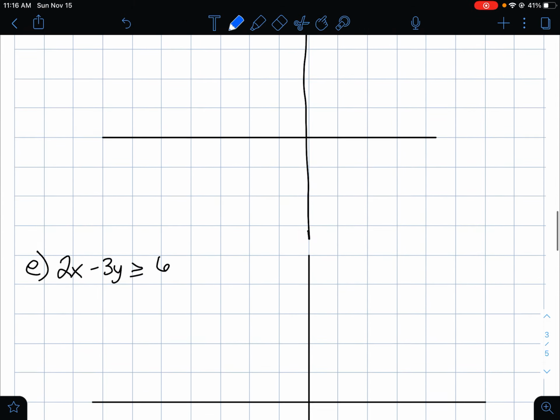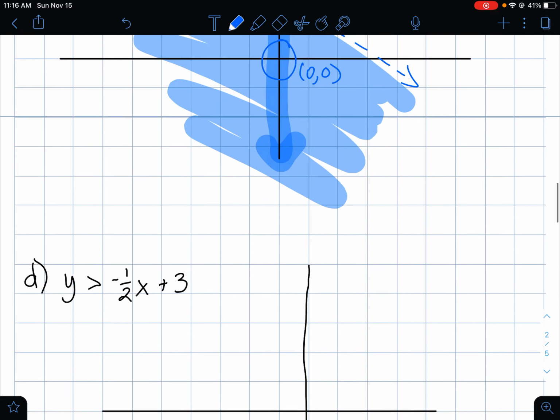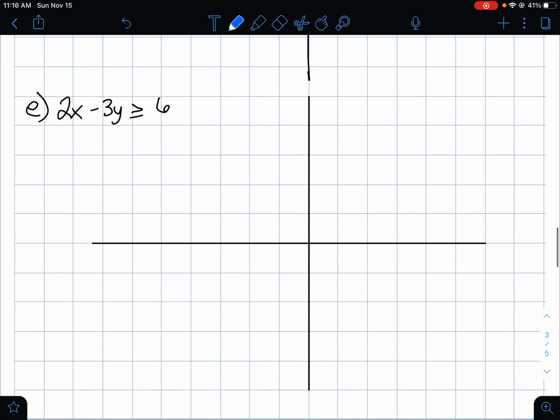All right, I'm going to skip this next one, letter D. I'm going to go on to letter E. So letter E here says that 2x minus 3y is greater than or equal to 6. So what I'm going to do is solve this for slope-intercept form.